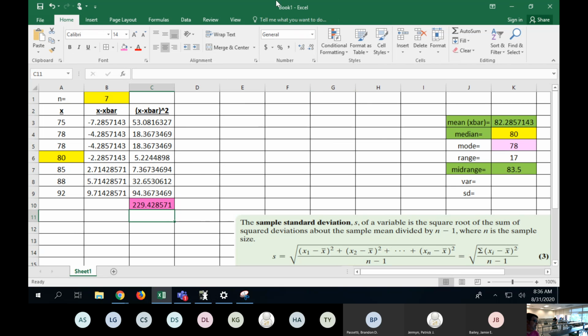So my variance is equal to, and you write this in your notes, 229.428571 divided by what? Read the formula. What does it say? That means I want y'all to answer. N minus 1. N minus 1, which would be what?